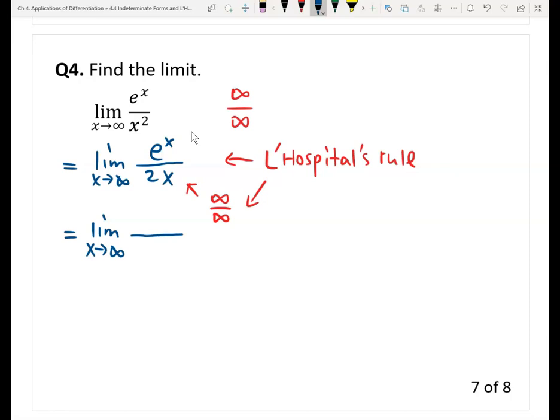And I directly take a derivative. The derivative of e^x is itself. The derivative of 2x is 2. Very good. This time I get the answer. Why? I directly put it in, so now I have this 2 here, and the numerator goes to infinity. Therefore, the result is infinite, right? Okay, so I get the answer.